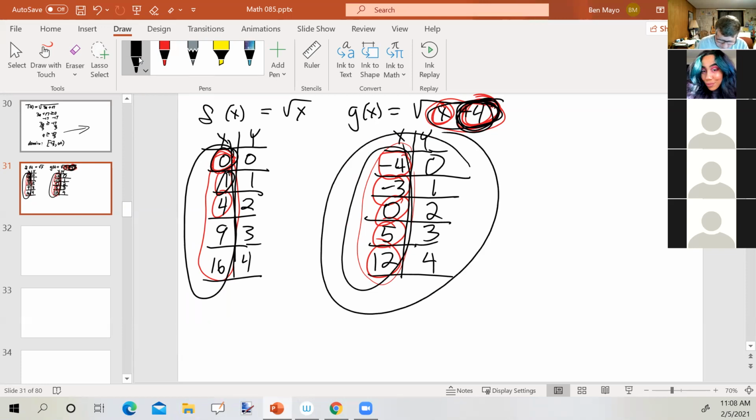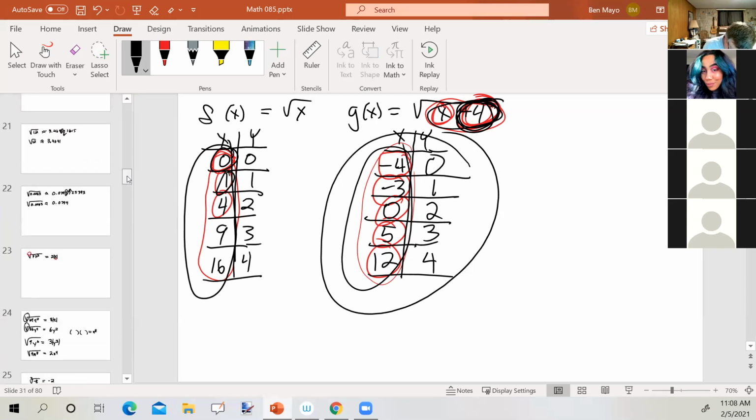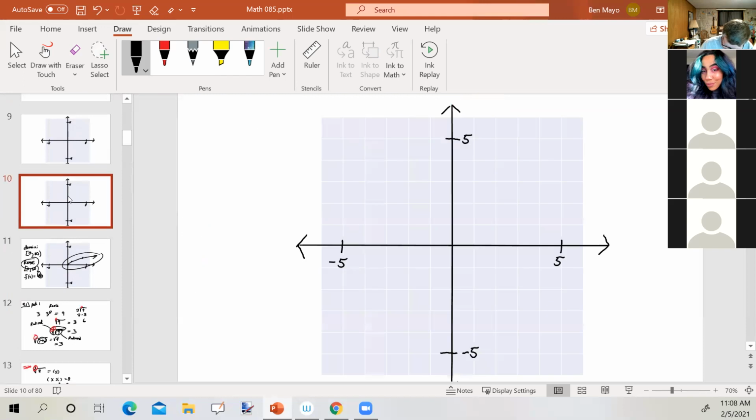Now let's see what the graph of this thing looks like. Okay, so let me copy down some ordered pairs: -4, 0, -3, 1, 0, 2, 5, 3. Okay, and let's go back up here. We had -4, 0, -3, 1, 0, 2, and 5, 3. So there's our graph. But again, I got nice numbers. Do you see how we did that?